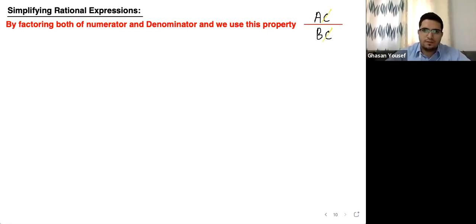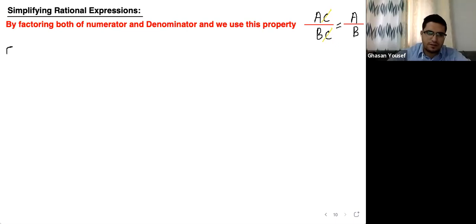And this is equal to A over B. We don't have to cross multiply, we can just cancel the C with the C. So I'm going to give you a small example of how we can simplify a rational expression.